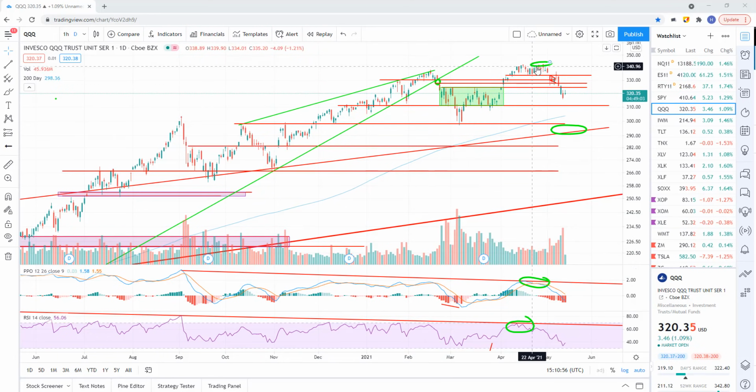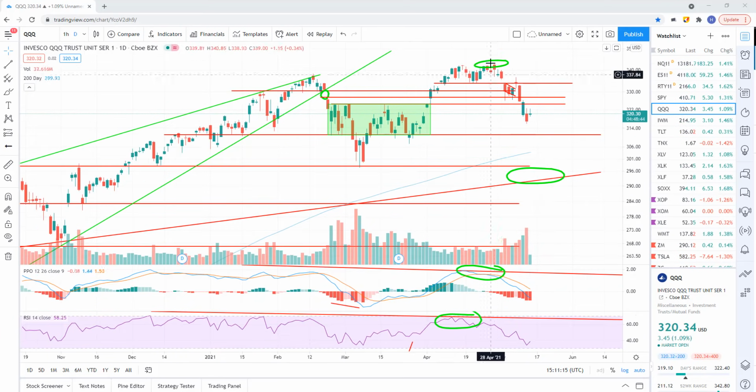And then again, I've got it circled right here. We made a slightly new high on the Qs, but the momentum was less on the RSI and the PPO, all right? Less than before. It's basically equal or less, right? Anything greater, and it takes out that negative divergence. But that's not the case. We still had negative divergence up here, and then it sells off.